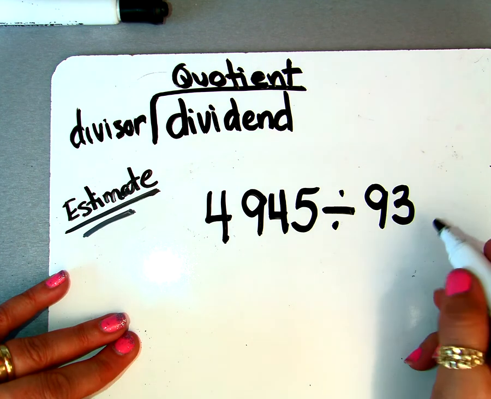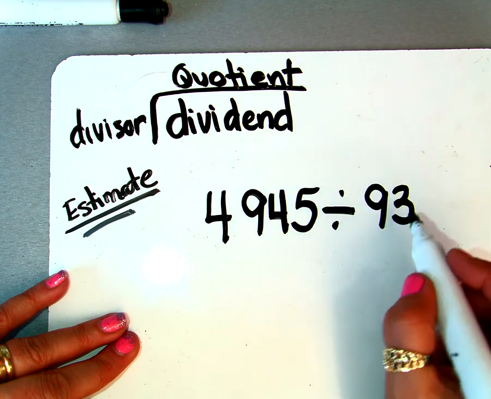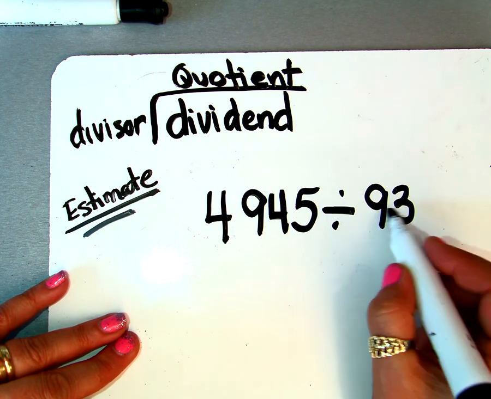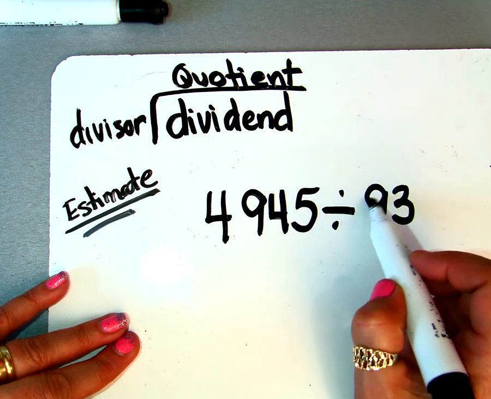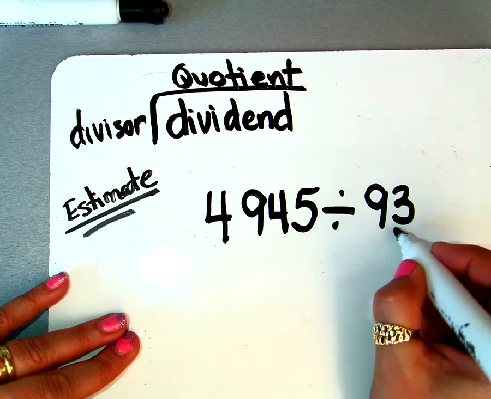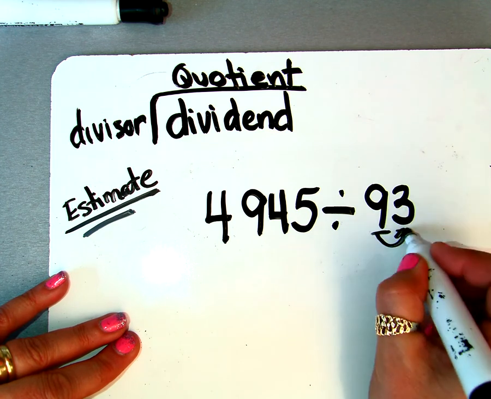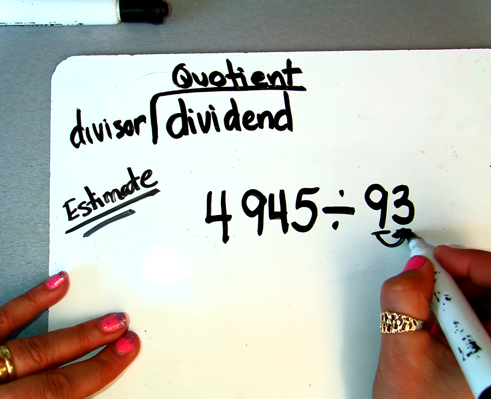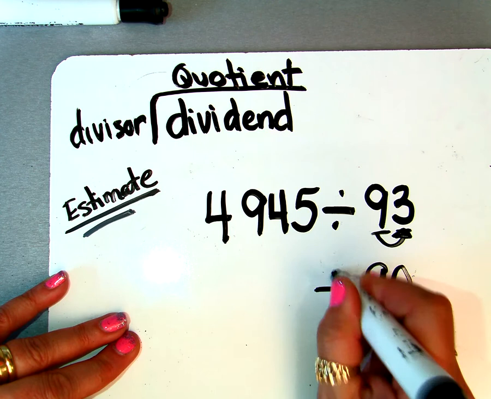We know usually I can round. Let's round the divisor first. Notice I keep going to the divisor first. This 93, is it closer to 100, which would be a 10, or is it closer to 90? This is a 3, which tells me this number is certainly not closer to 100, it's closer to 90. I'm going to make that a 90. I am going to put my division sign.